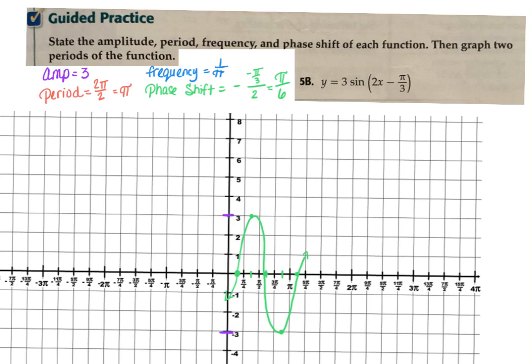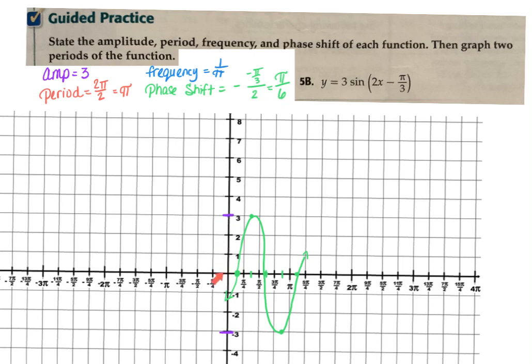We'll walk through all of this. So amplitude, that was the number in front here. All right. Period, that is just my two pi divided by b, right? So pi. My frequency is just the reciprocal of that. Phase shift is my c over b and then negate it. So we get negative pi over 3 over 2, which is pi over 6.